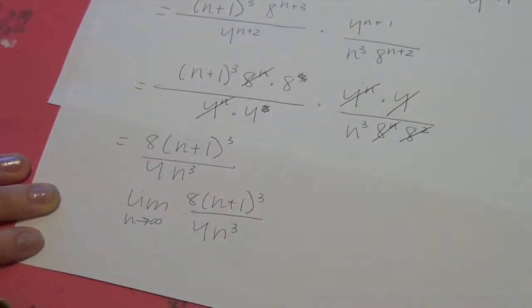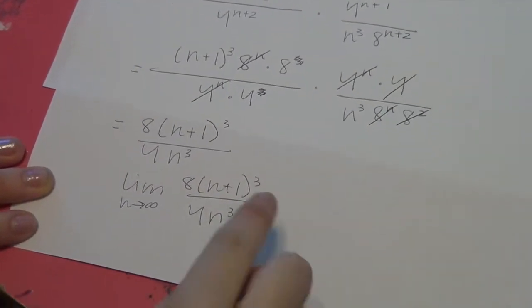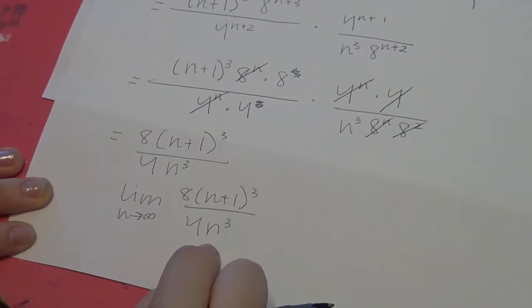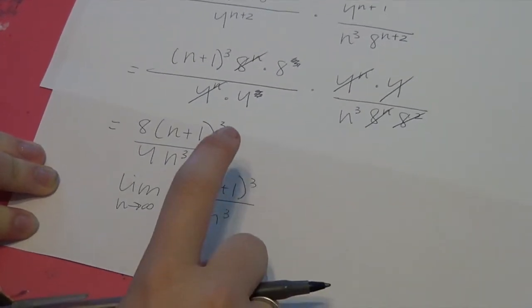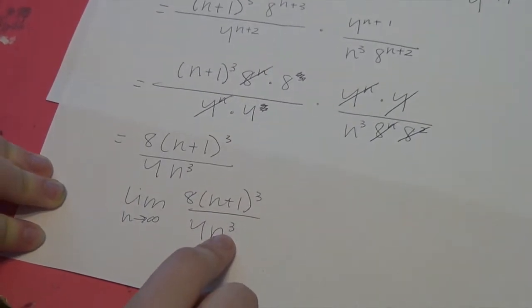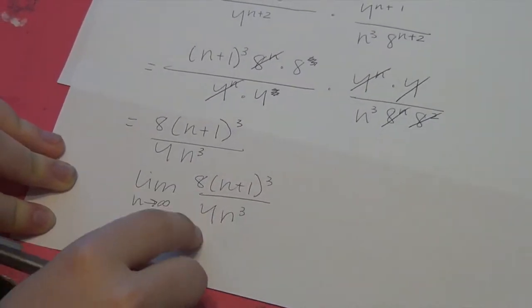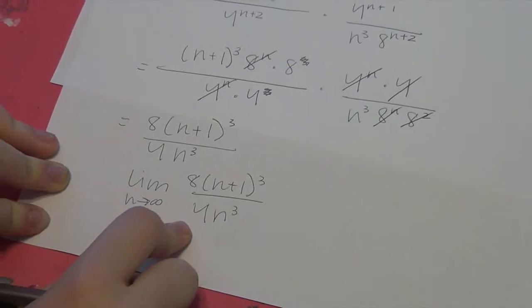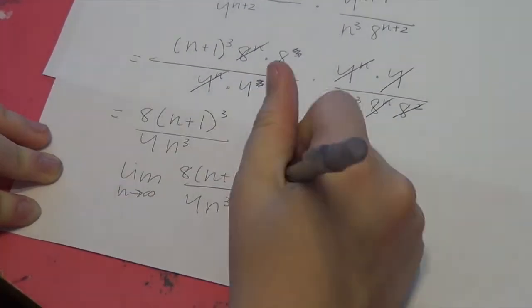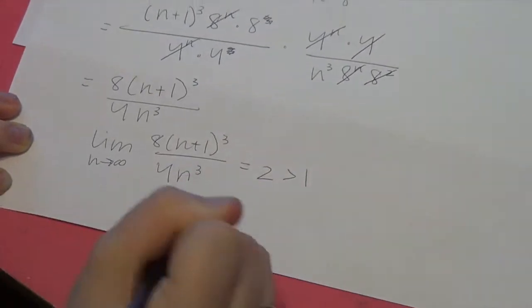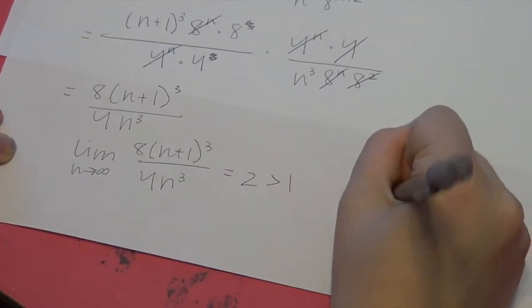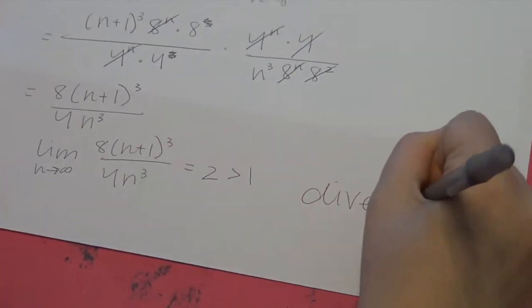And you can see already that you're going to use your coefficients. So the exponent on the numerator and denominator is both going to be cubed. So you're just going to use their coefficients. And that gives you a limit of 2, which is greater than 1. So therefore, by the ratio test, it diverges.